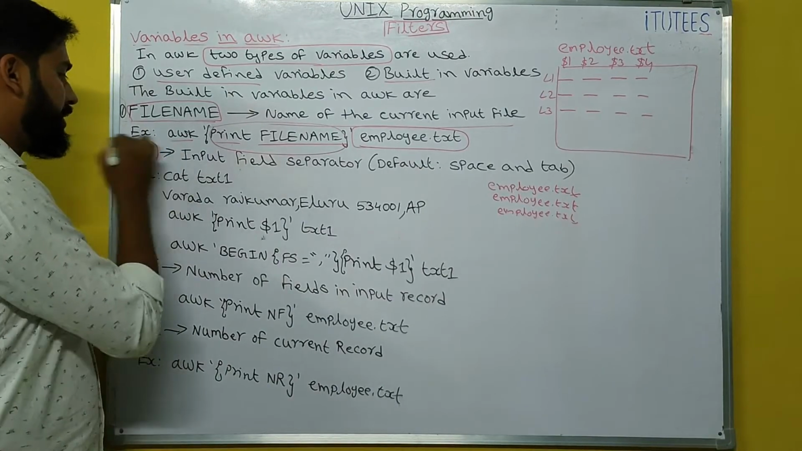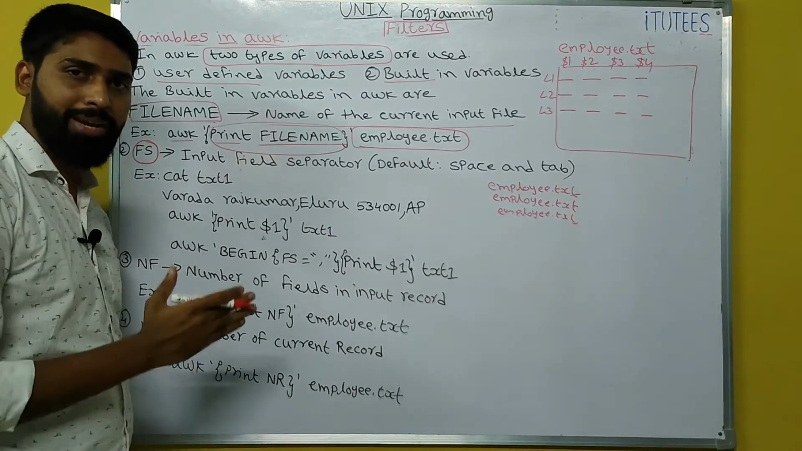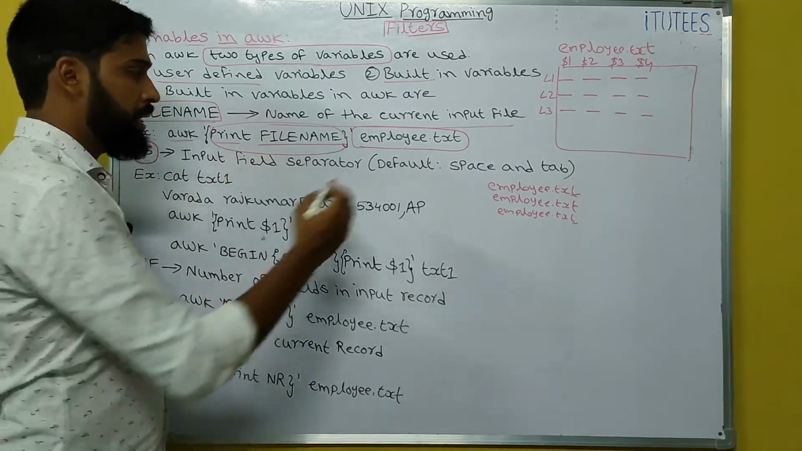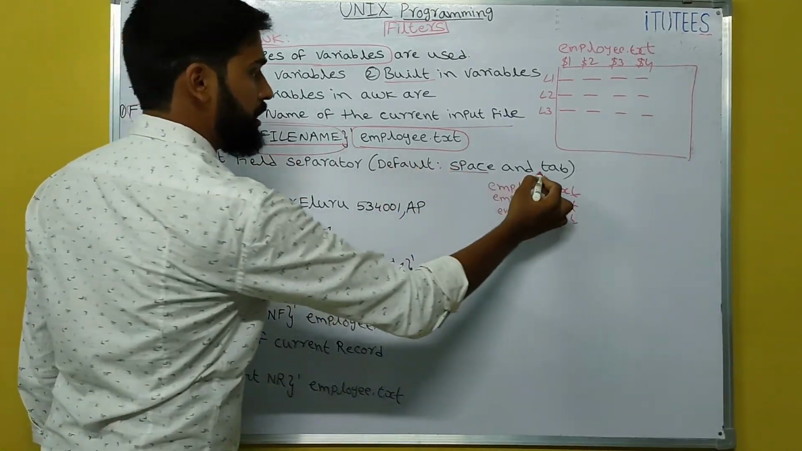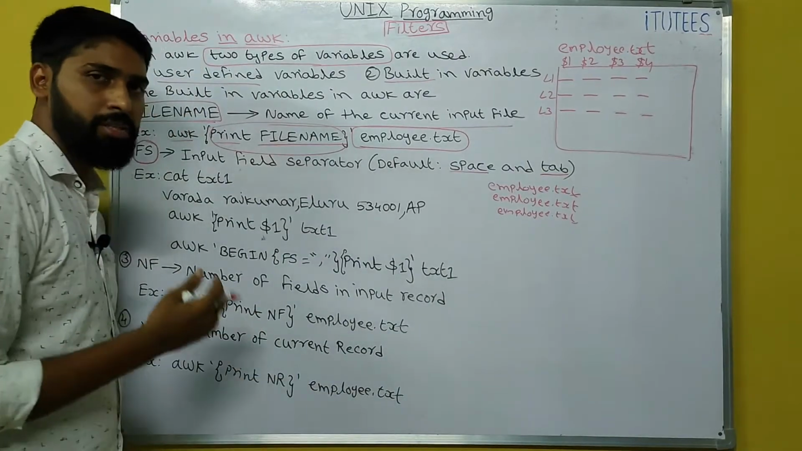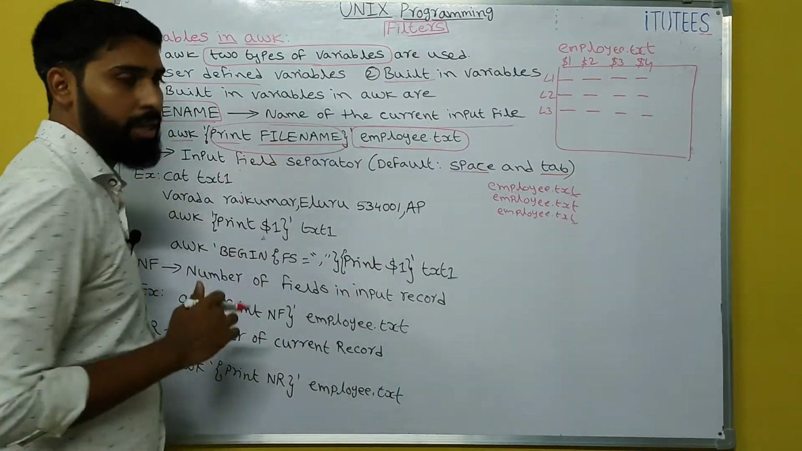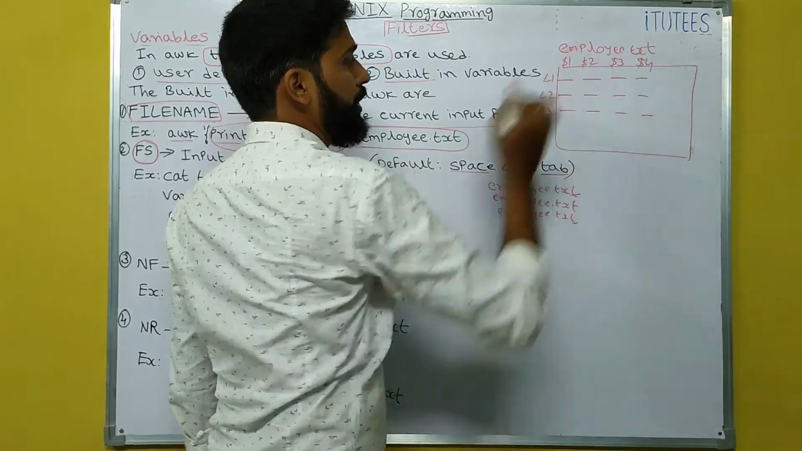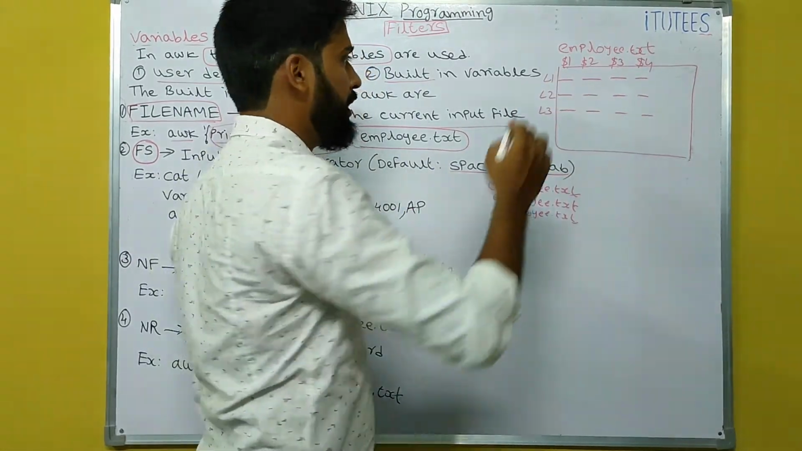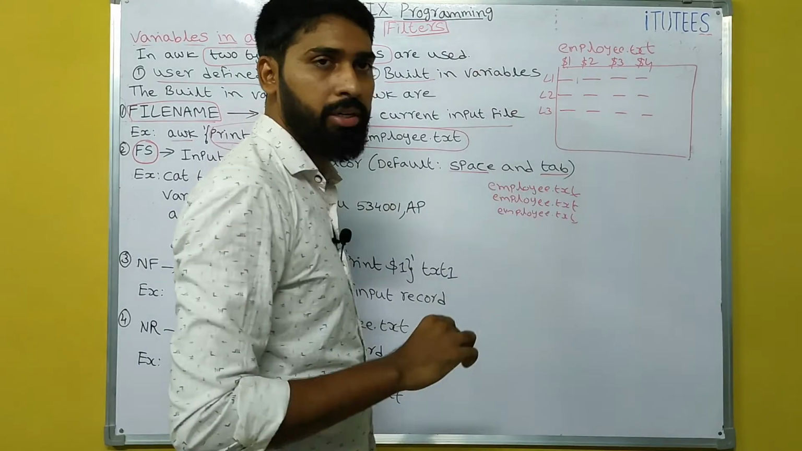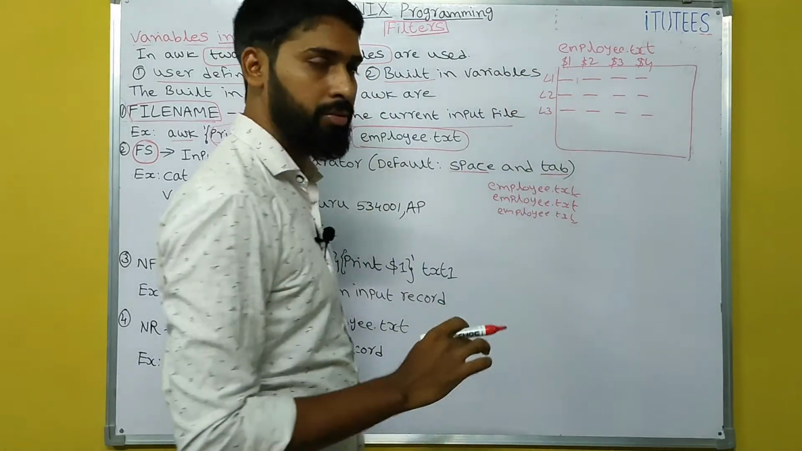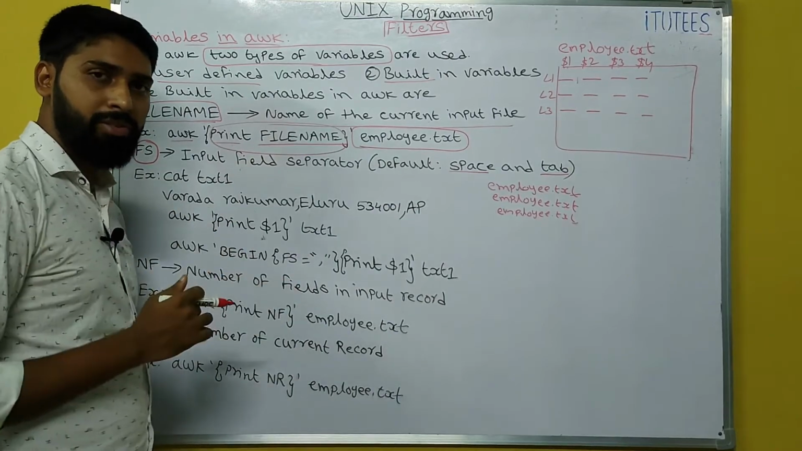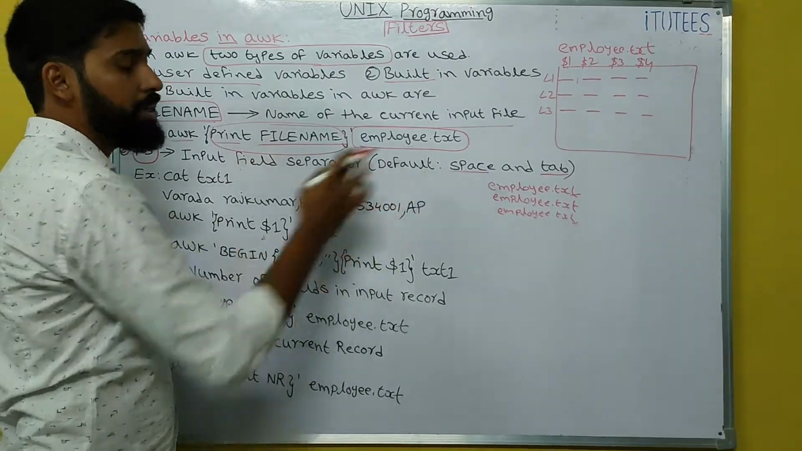Next one, FS. FS means field separator, the input field separator. By default, this is space and tab. The FS is by default space and tab. That means this is field 1, field 2, field 3, field 4. How does it identify? If a space is encountered, then it treats it as one field. Okay, so that is the default. Now, by using this FS variable, you can change the field separator.